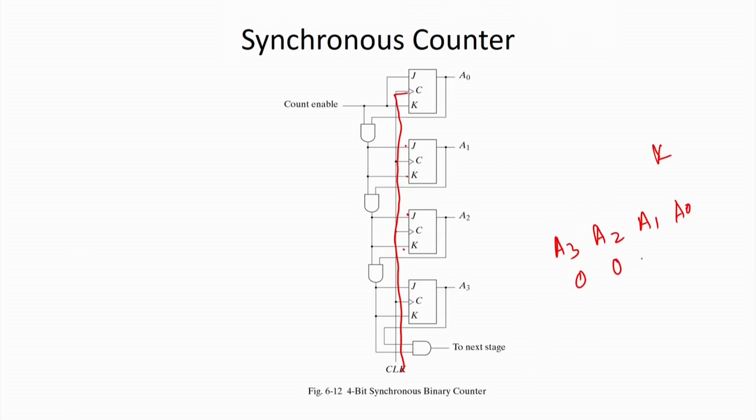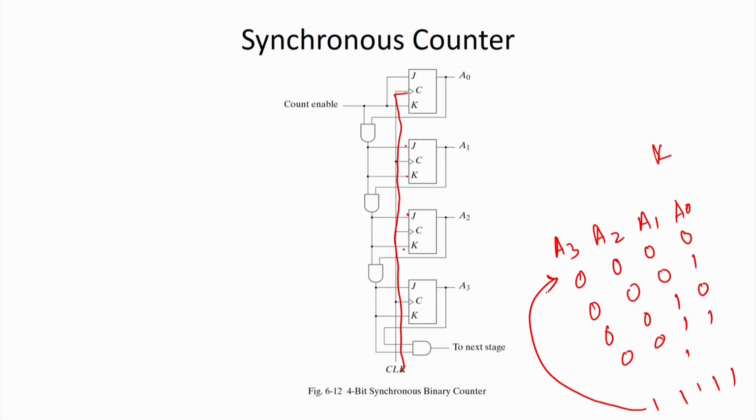So, initially if all are 0, then when the first clock comes, it will become 0 0 0 1. Next clock pulse, it will become 0 0 1 0, then 0 0 1 1, like that it will go, and finally all will be 1, and again from 1 it will go to 0. You can analyze this particular circuit, and we are saying this is your synchronous counter, because all the flip flops are controlled by one common clock.